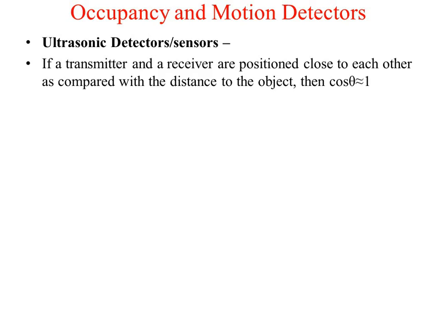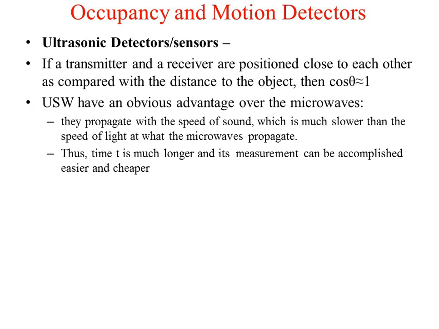If the transmitter and receiver are positioned close to each other, then cos theta is almost nearly equal to 1. So you get L equal to Vt by 2 only. So it depends upon the time required for travelling and the velocity of the signal.